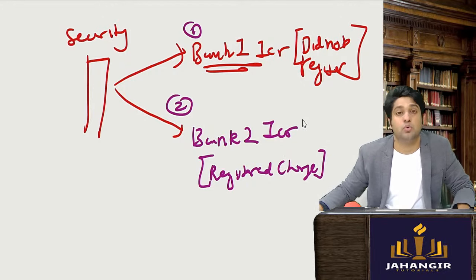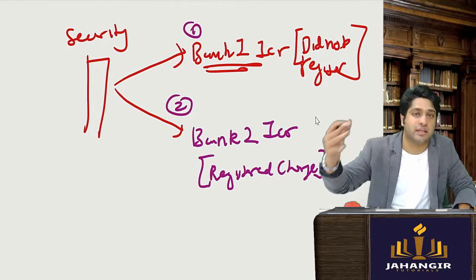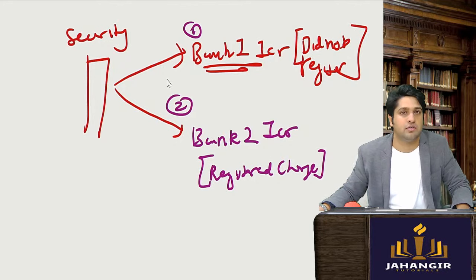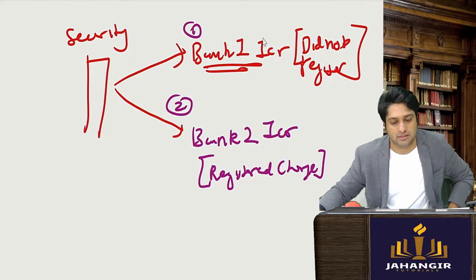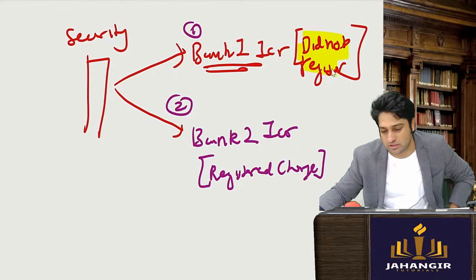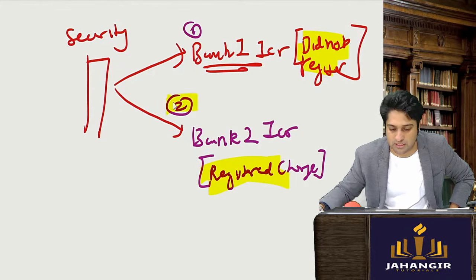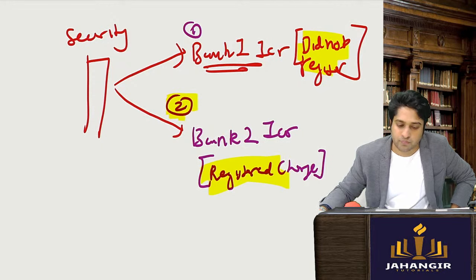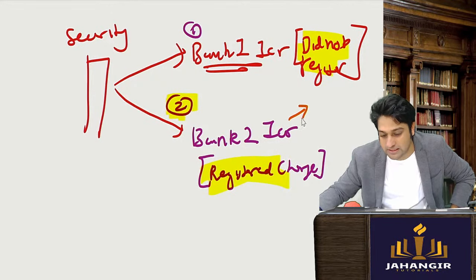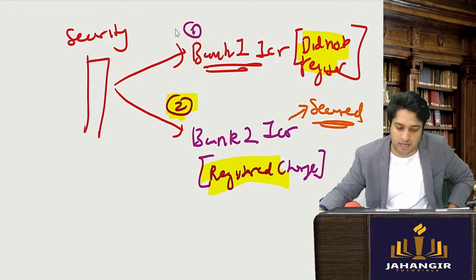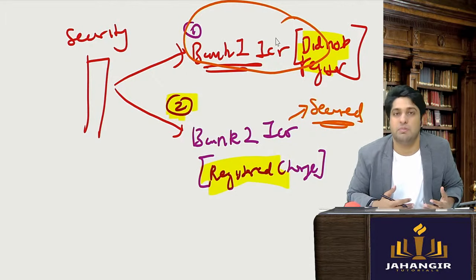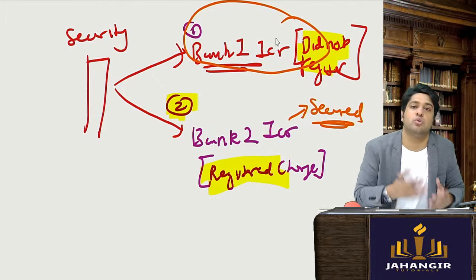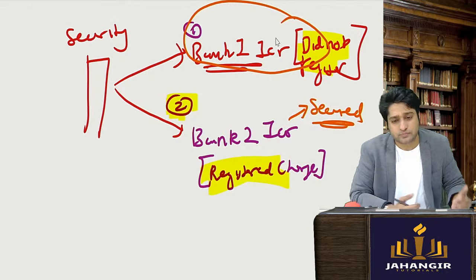Can you tell me who will get priority at the time of repayment of loan? Bank 1 or bank 2? Who will get priority? This one was not registered with ROC, but this one was registered, though it was done later on. So obviously this bank will be treated as secured and will get priority, and this creditor will not have any rights. It will be void for him to go and claim any rights.